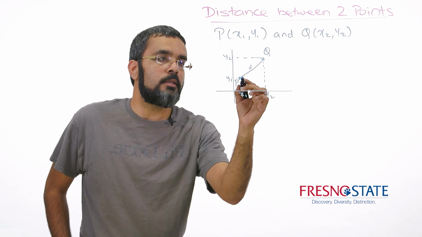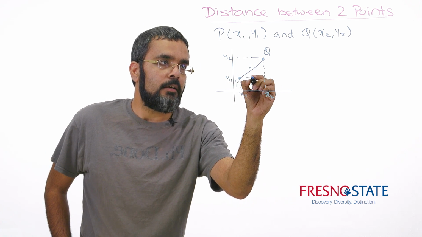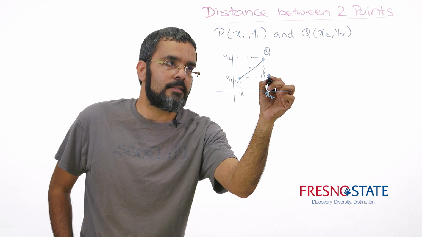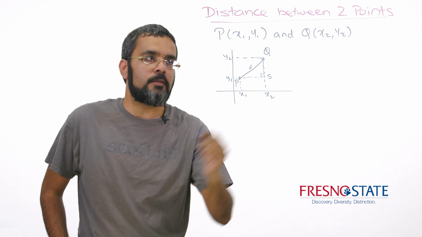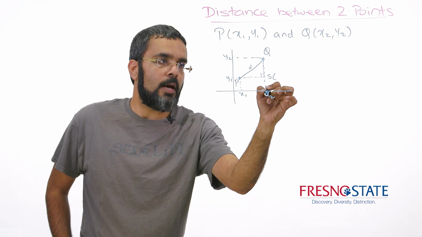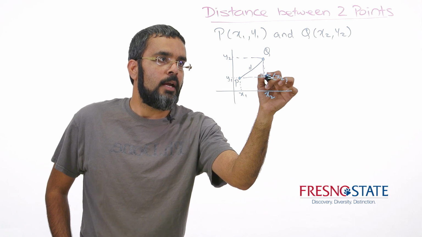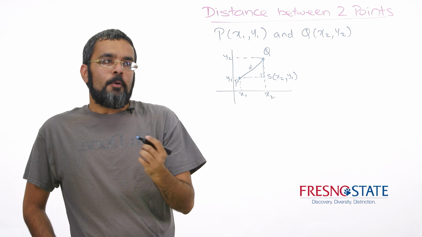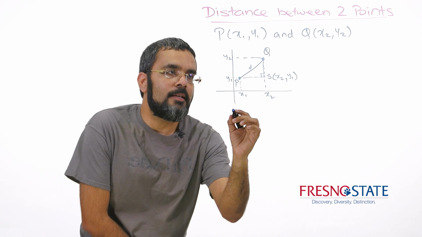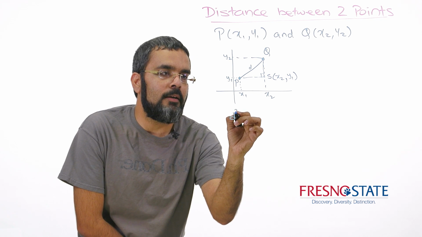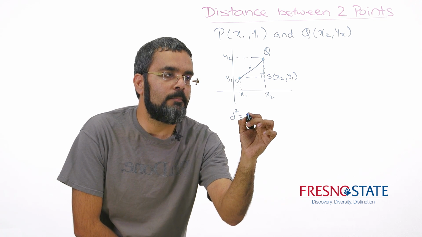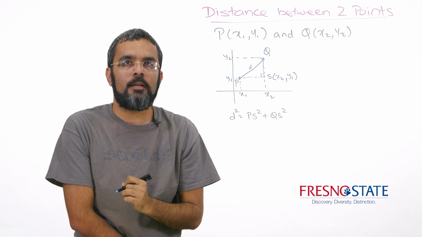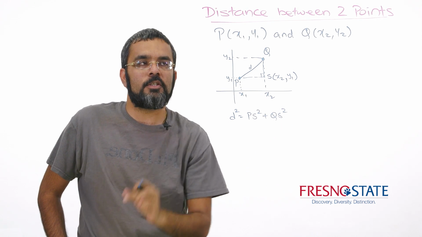What we can do here is, if I extend this line here, I get a right triangle. Let's call this point S. So what are the coordinates of S? Well, if you go down with x, this is x2, and then y1. If you remember your Pythagorean theorem, we know that d squared equals PS squared plus QS squared. So the idea is how much is PS and how much is QS?